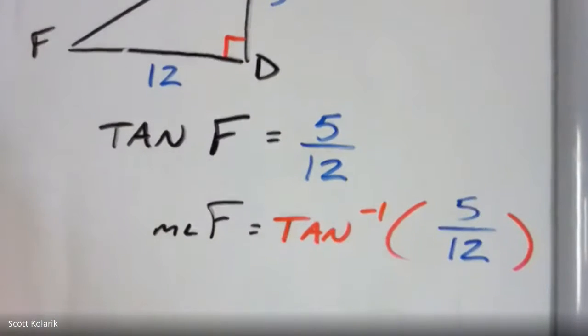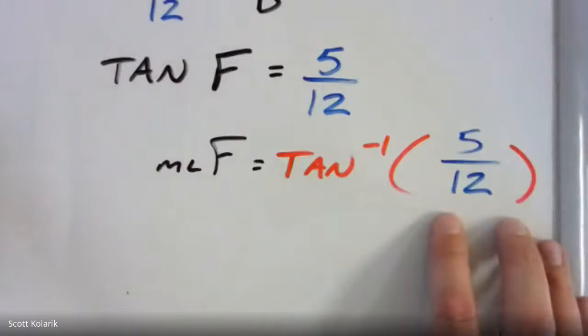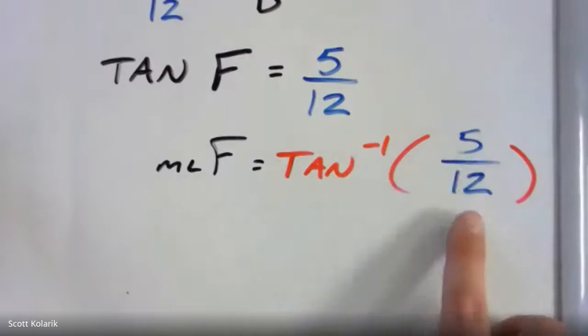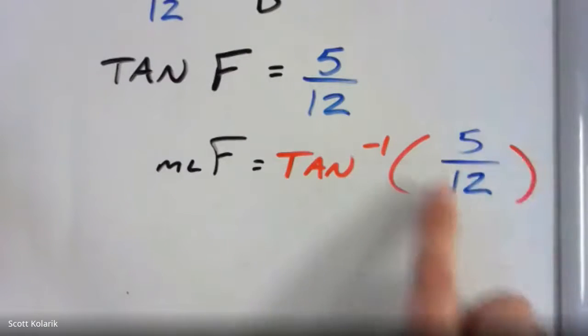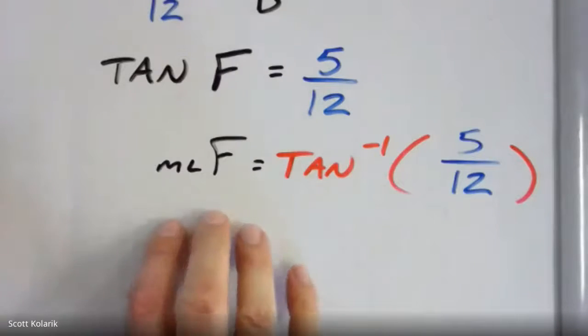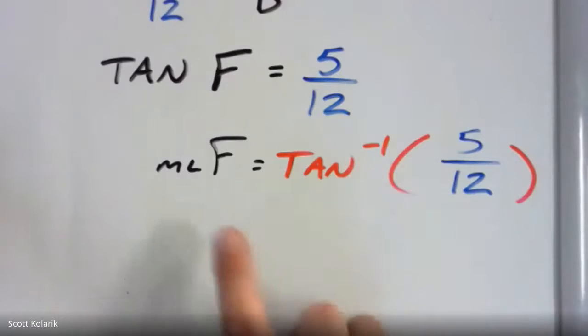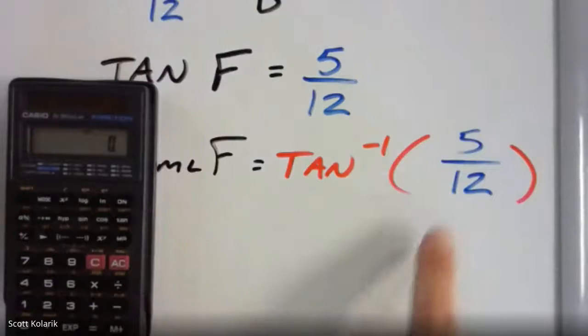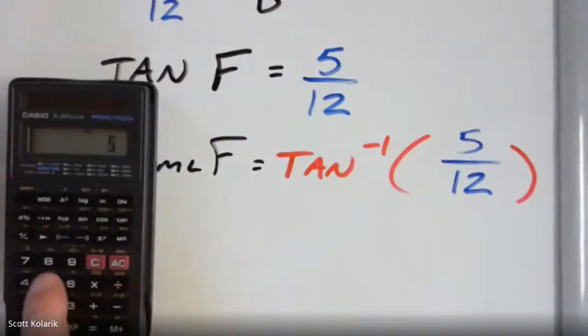In this case, everything over here can be done on a calculator. This is just 5 divided by 12. Whatever that results in, with a series of buttons, I can do the inverse tangent of it, and then that will result in some angle measurement for angle F. Well, let's see this done. So again, first thing I'm going to do is figure out this stuff. So I'll do 5 divided by 12. Ugh, gross decimal, but there it is.